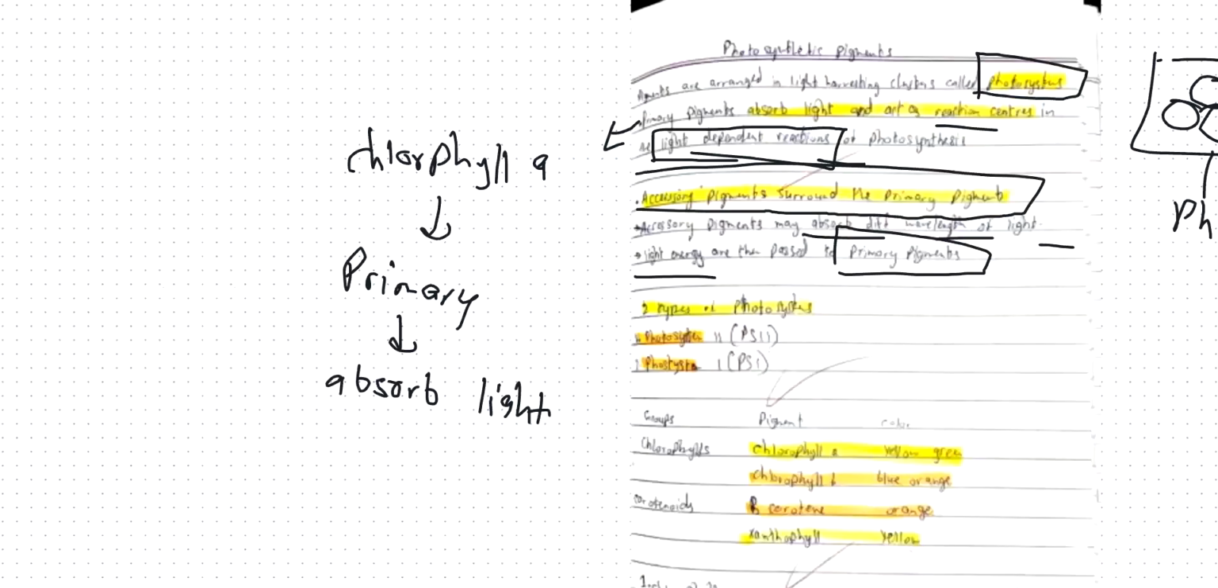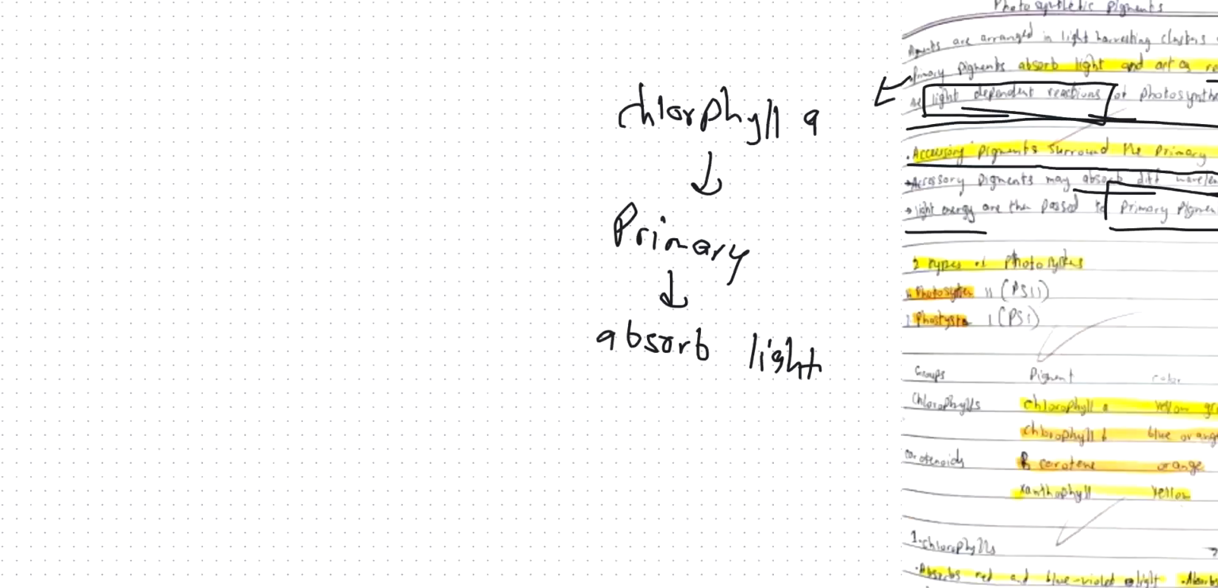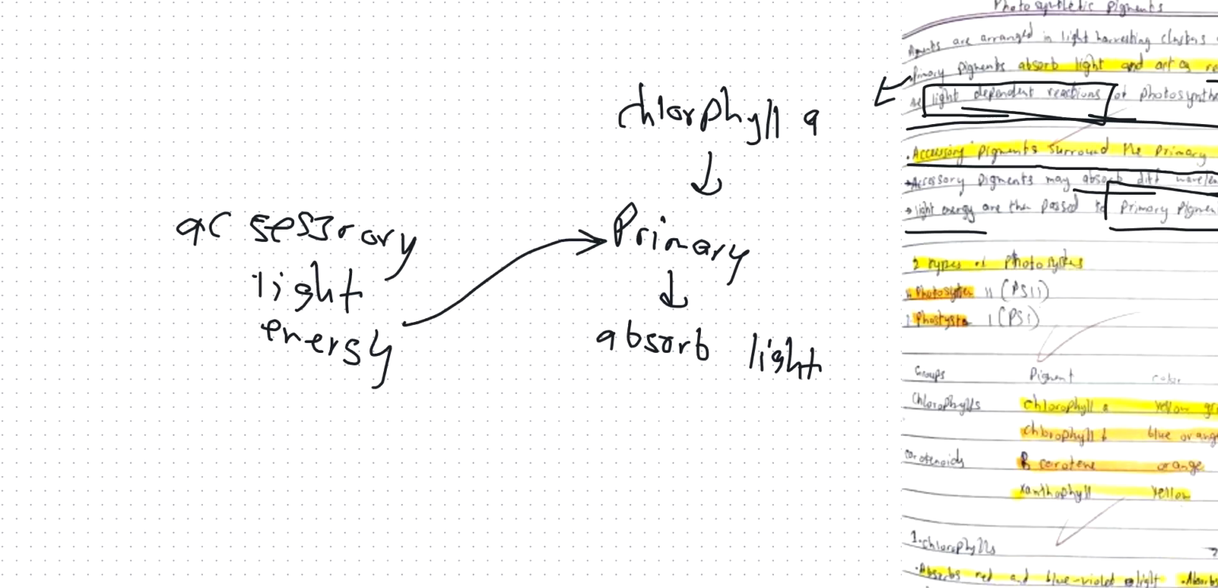So the role of the accessory pigment is also to absorb light energy, but this light energy would be transferred to the primary pigments so that electrons can get excited here. I'll get to that part. But for now, remember, accessory pigments transfer light energy to primary pigments.